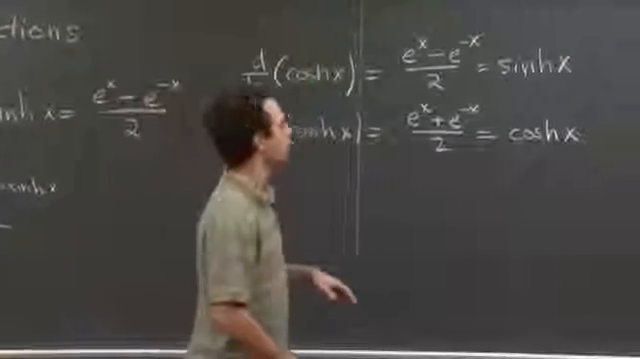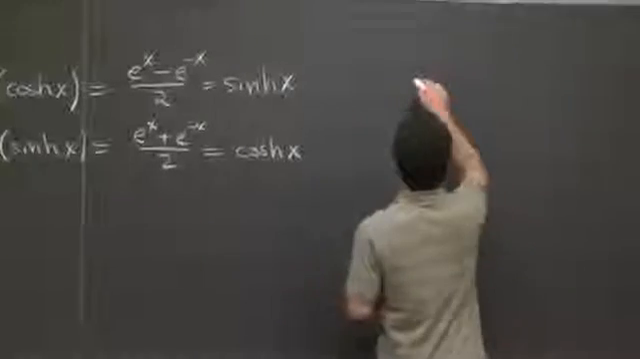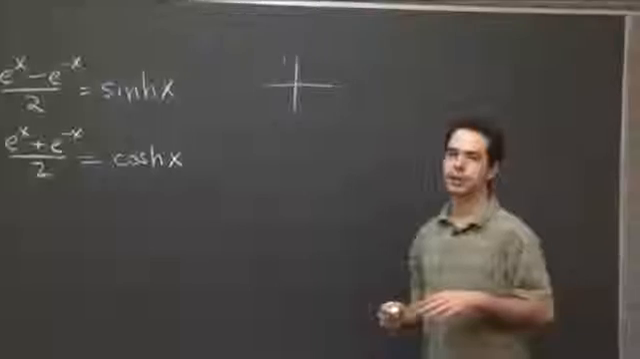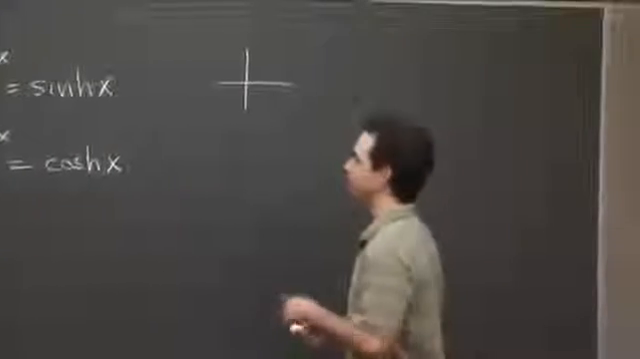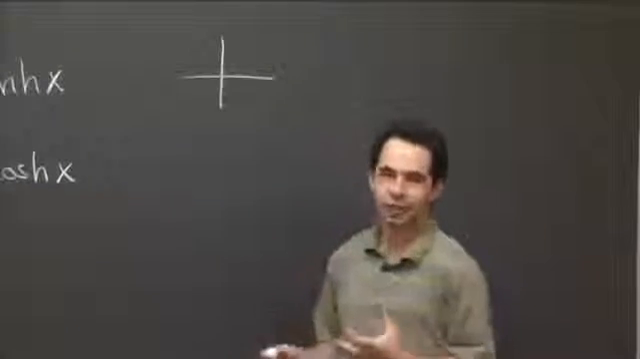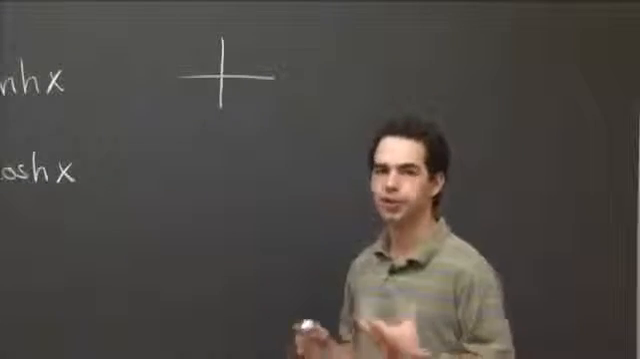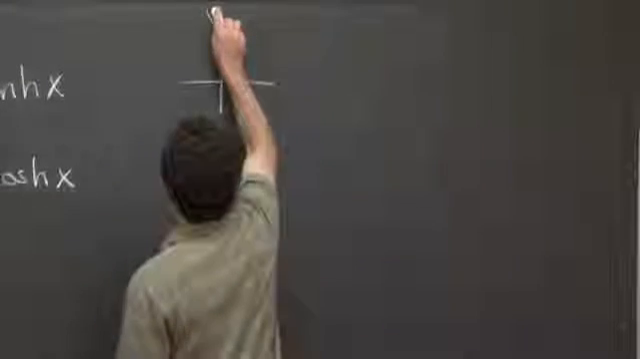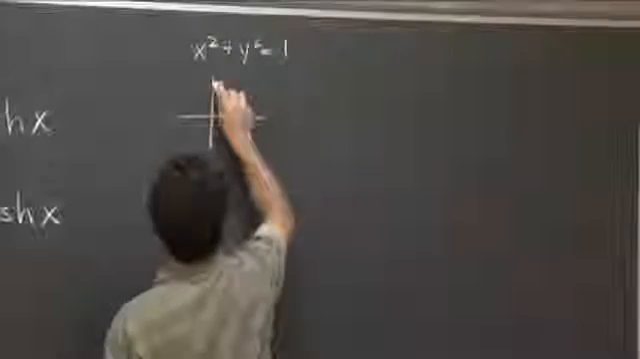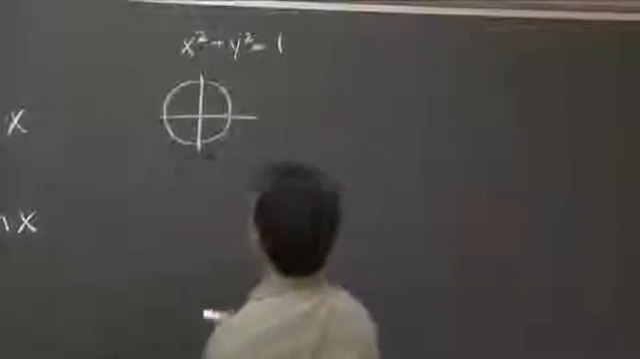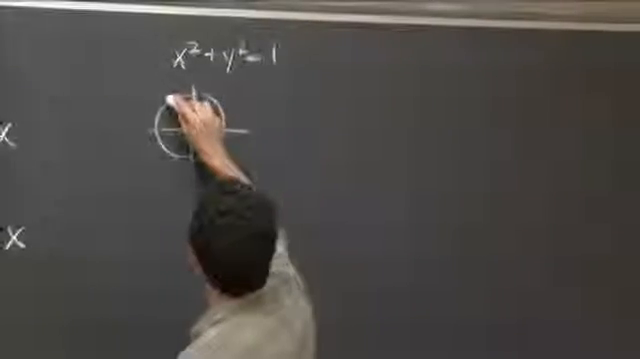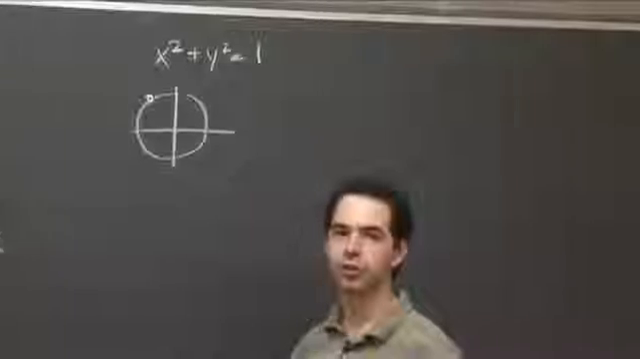bit deeper. So let me come over here and draw a couple of pictures. The normal trig functions, what we sometimes call the circular trig functions, if we want to distinguish them from the hyperbolic trig functions, are closely related to the unit circle. The unit circle has equation x squared plus y squared equals 1. It's a circle. Well, it's close enough, right?